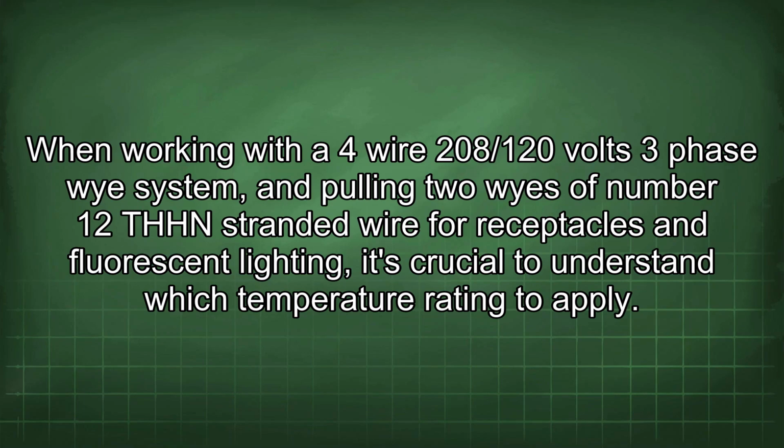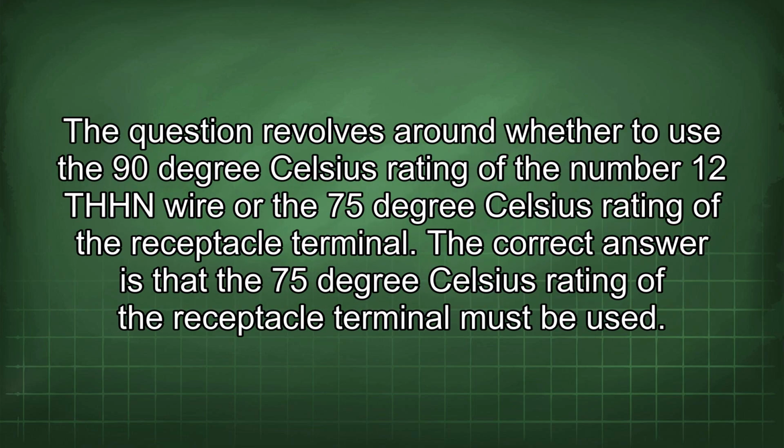When working with a 4-wire 208/120 volts 3-phase Y system and pulling 2 wires of number 12 THHN stranded wire for receptacles and fluorescent lighting, it's crucial to understand which temperature rating to apply. The question revolves around whether to use the 90°C rating of the number 12 THHN wire or the 75°C rating of the receptacle terminal. The correct answer is that the 75°C rating of the receptacle terminal must be used.